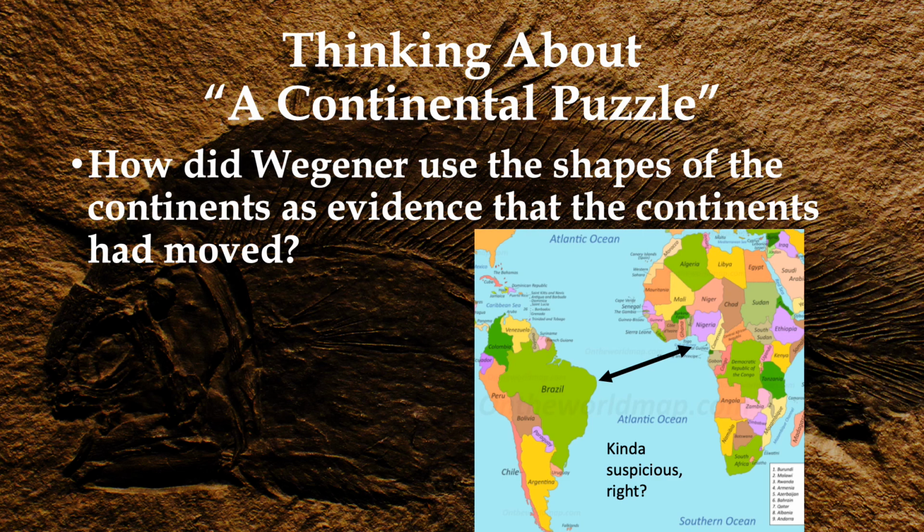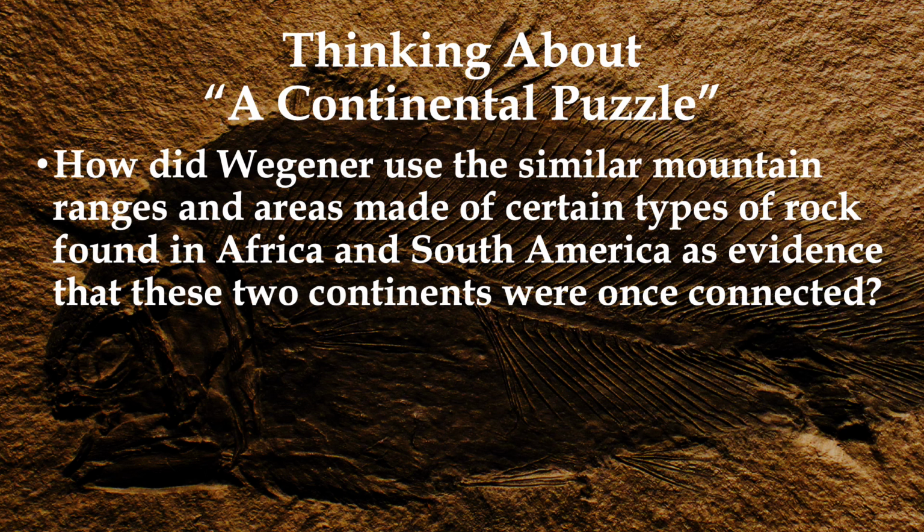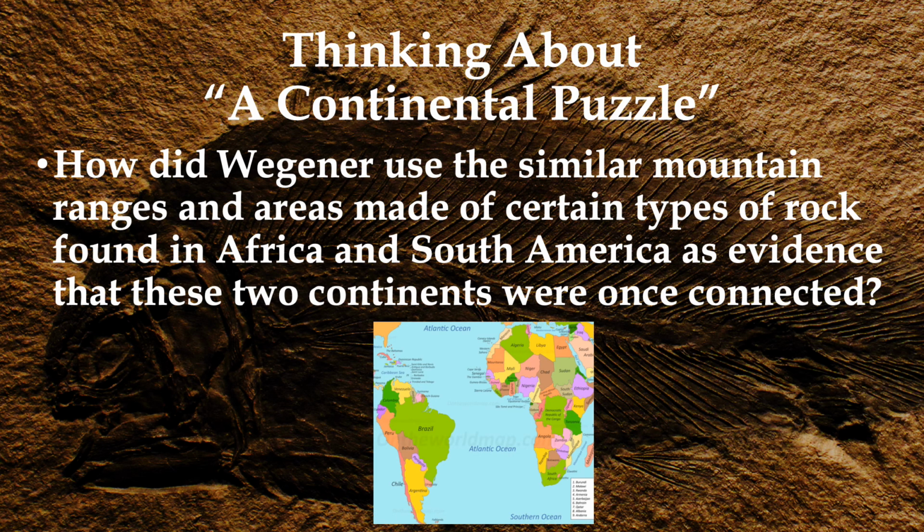All right, so take a minute now and think about this question. How did Wegener use the similar mountain ranges and areas made of certain types of rock found in Africa and South America as evidence that these two continents were once connected? Well, if you read, you would have realized that Wegener noticed both these areas have mountain ranges. Not only are they similar, but they look like they're made out of the same type of rock, which is not impossible, but is really kind of weird. Except that when you put the two continents together, those mountain ranges actually connected and made one really giant mountain range made out of the same rock.